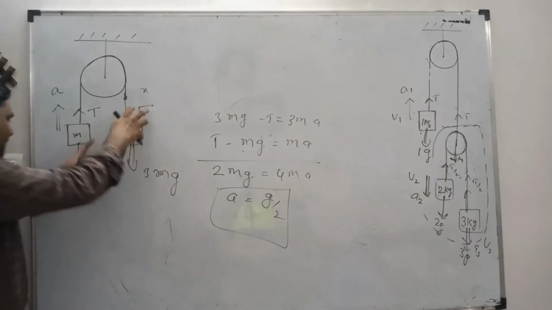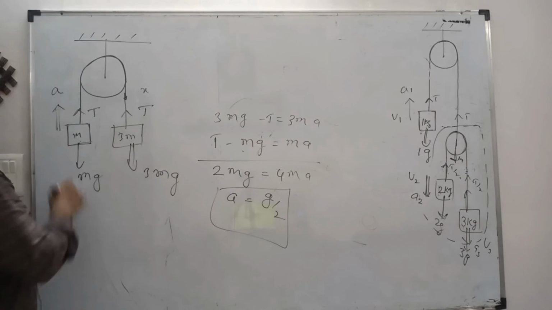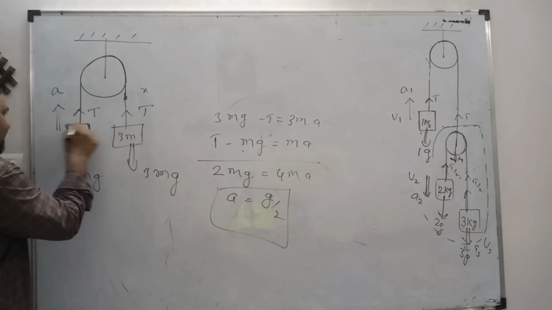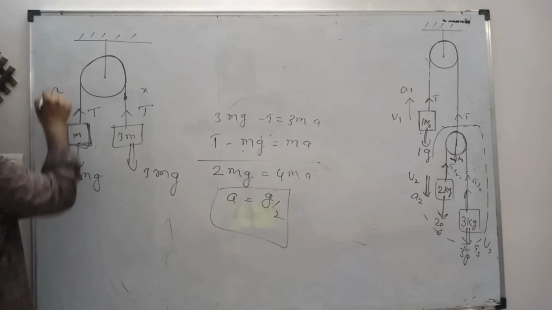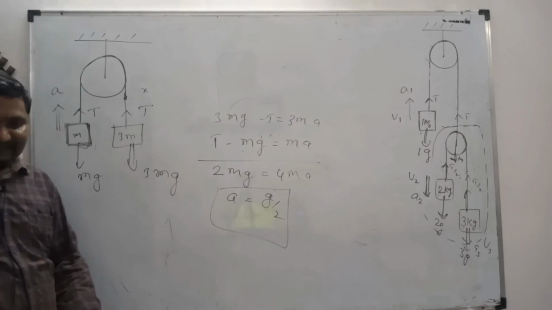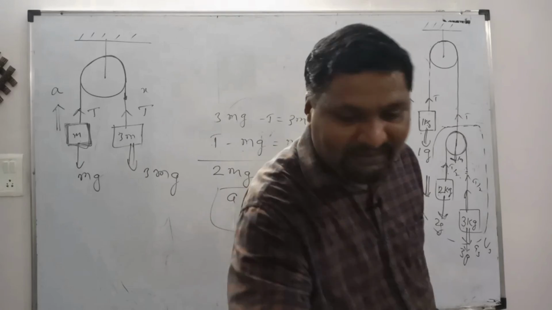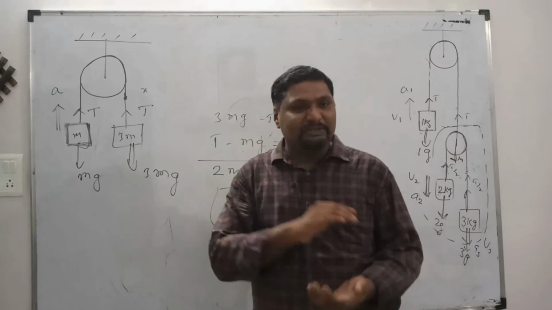So in this infinite pulley block system, this block will travel upward with an acceleration of g by 2. So this is the simple technique we have applied to solve such complicated problems.